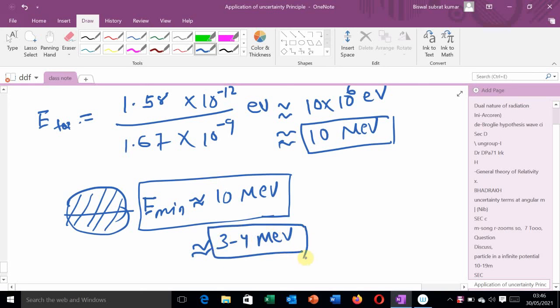So that means these electrons are not coming from the nucleus. That means electron cannot stay inside the nucleus. If an electron stays inside the nucleus, its energy will be very high, in the order of 10 MeV. But experimentally it is found that the electron coming out in beta decay has energy of only 3 to 4 mega electron volt.